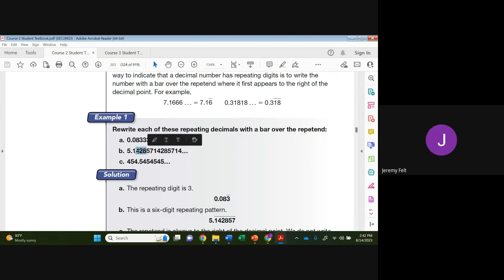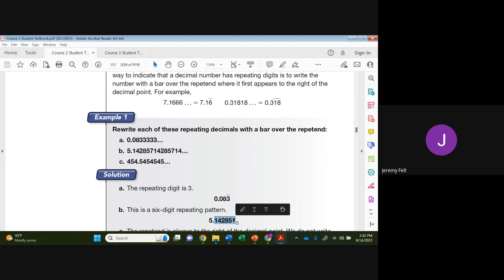It looks random, but if we start looking at the 142857, 142857, and then it would continue on. So it's all of those numbers that are repeating, so we put the bar above all of those numbers. So again, it's usually 1 or 2 numbers that are repeating, but it could be 5, 6, 7, whatever decimal places that are repeating. It just depends on what we're looking at.